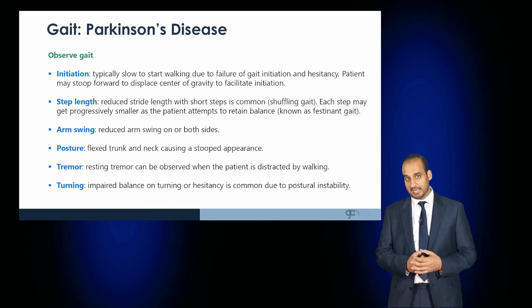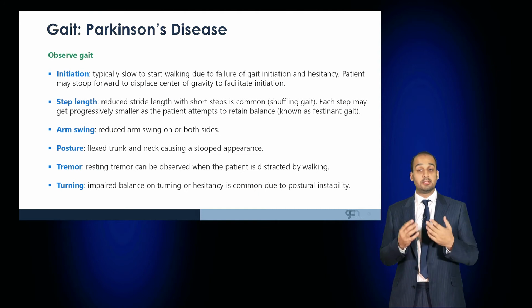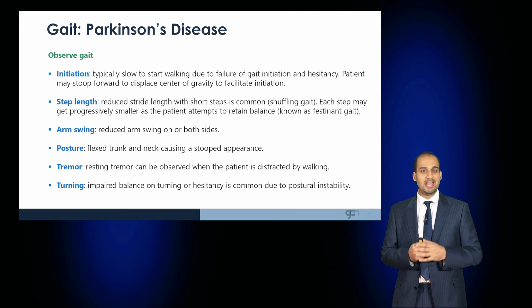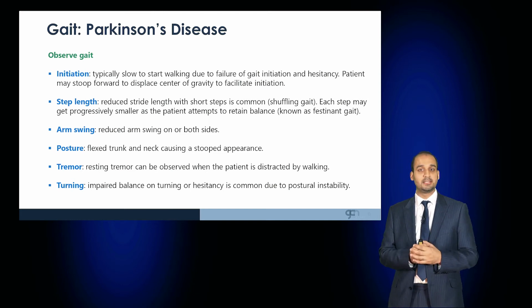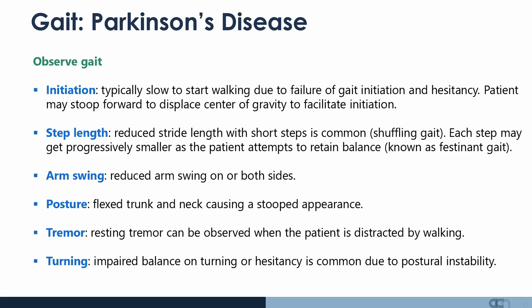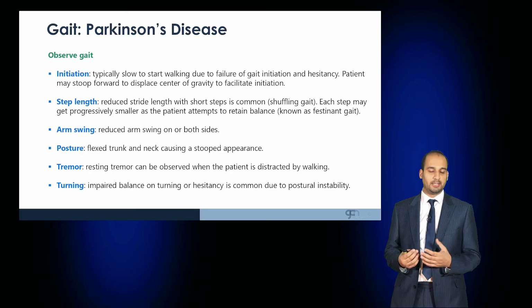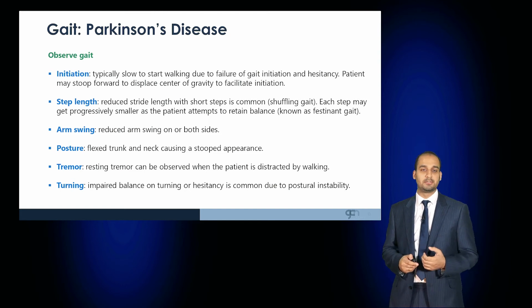The gait also exhibits classical features, a slow initiation due to the failure of gait initiation with hesitancy, and the patient may stoop forward. The step length demonstrates reduced stride lengths, and short steps are common. Each step may get progressively shorter as the patient attempts to retain balance, and this is known as a festinating gait. The arm swing would be reduced on both sides, and the posture may be flexed or stooped. A patient may also have a tremor while walking. When the patient tries to turn, that would be slow and in multiple steps.